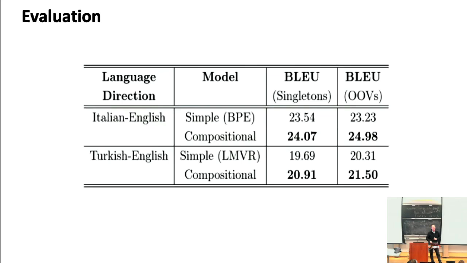And we looked closely at the results on Italian and Turkish, and looked at the BLEU score improvements over sentences, including singletons, so rare words or out-of-vocabulary words. And we see that this really contributes to the improvement in performance. So our approach works better on this kind of sentences in general.